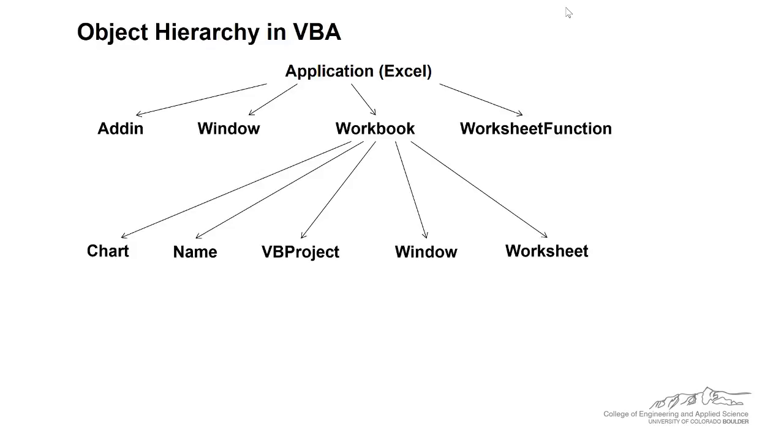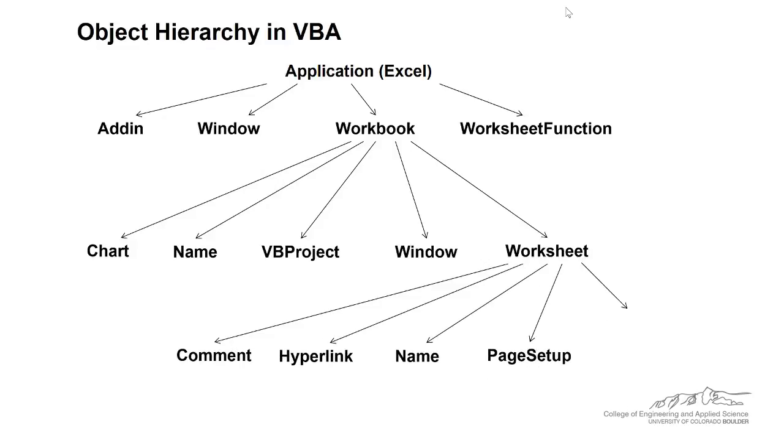Each of these objects has sub-objects. For example, inside of a workbook, you might have charts. The workbook has a name. You can have a Visual Basic Project. When you bring up the editor, you're working in a project that's associated with the workbook. The workbook can have windows. The workbook obviously has worksheets.